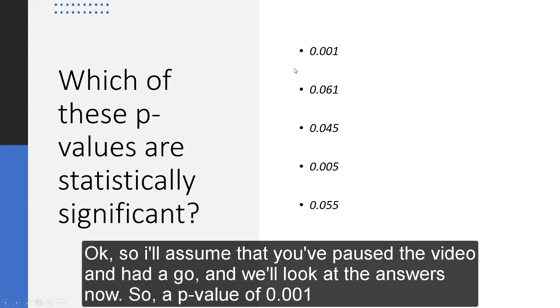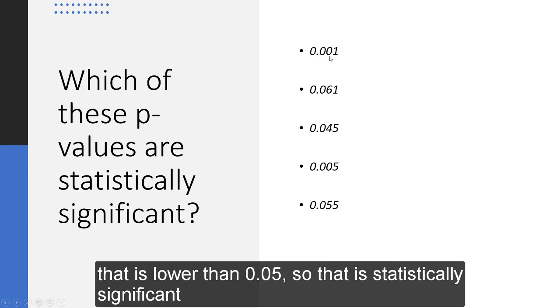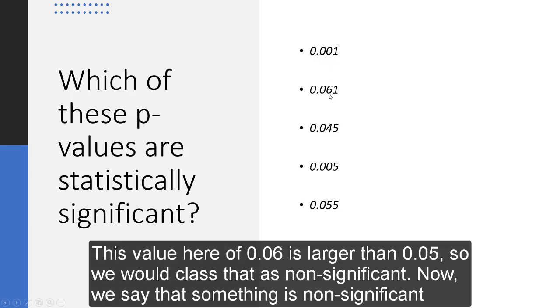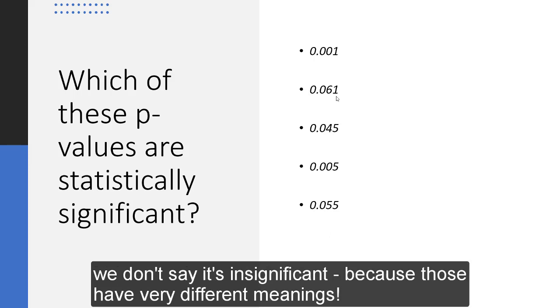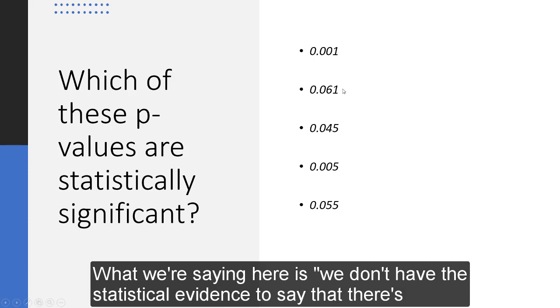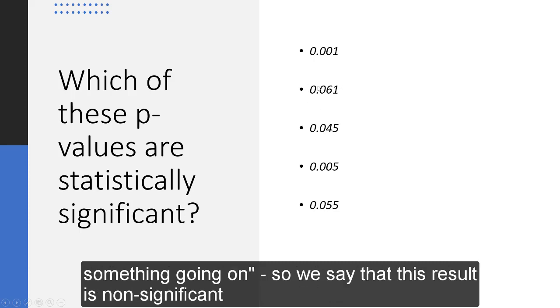Okay, so I'll assume that you've paused the video and had a go, and we'll look at the answers now. So a p-value here of 0.001, that is lower than 0.05, so that is statistically significant. This value here, 0.06, is larger than 0.05, so we would class that as non-significant. Now we say that something is non-significant, we don't say it's insignificant, because those have very different meanings. What we're saying here is we don't have the statistical evidence to say that there's something going on. So we say that this result is non-significant.